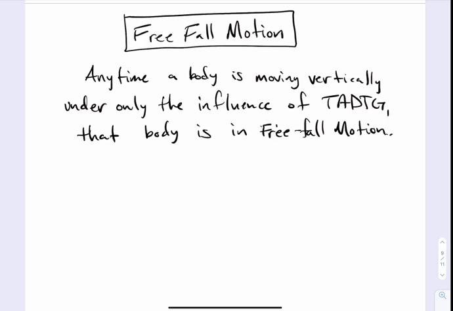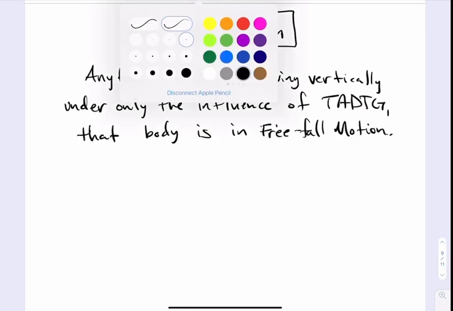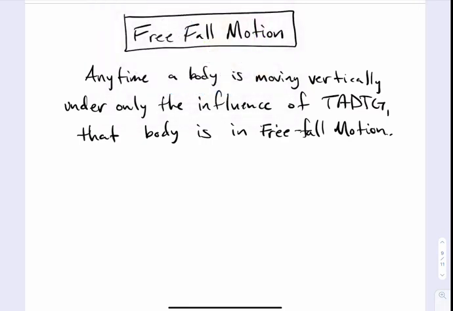So we're still doing one-dimensional motion here, but instead of being horizontal, where we have varying accelerations, now we know that a body falling through the air will have a constant acceleration of a downward-pointed 9.81 meters per second squared. The best way to do this is to just work through an example.